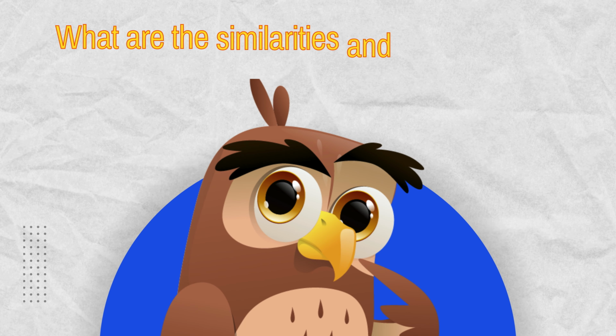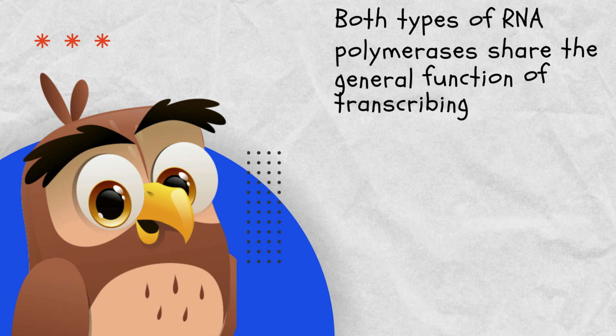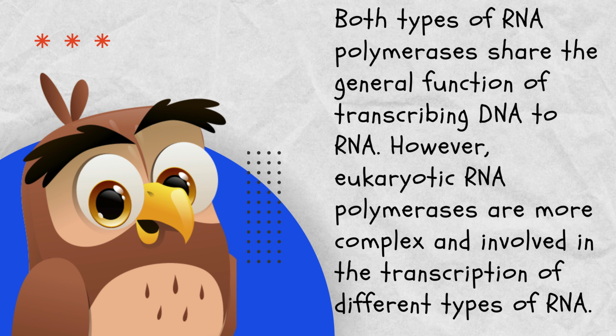What are the similarities and differences between prokaryotic and eukaryotic RNA polymerases? Both types of RNA polymerases share the general function of transcribing DNA to RNA. However, eukaryotic RNA polymerases are more complex and involved in the transcription of different types of RNA.